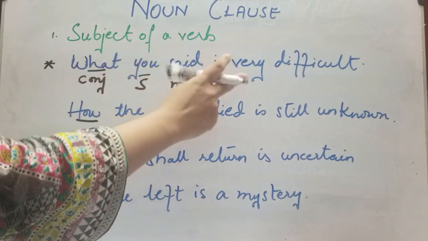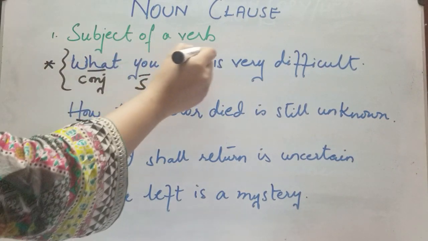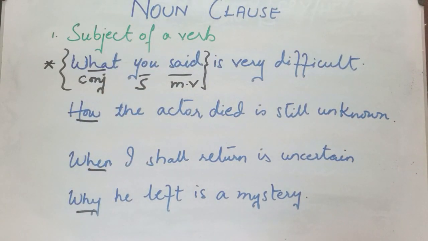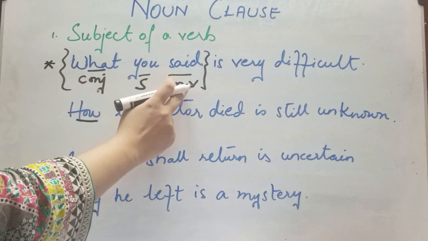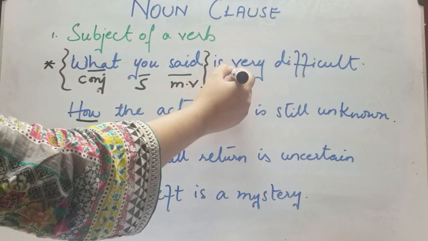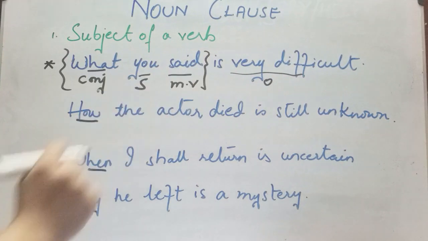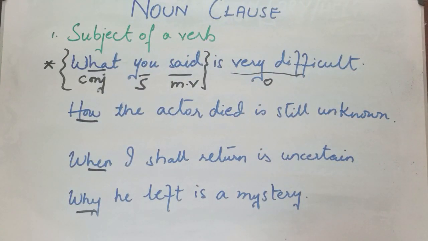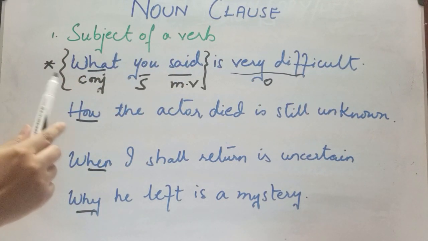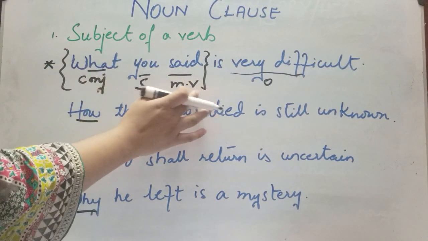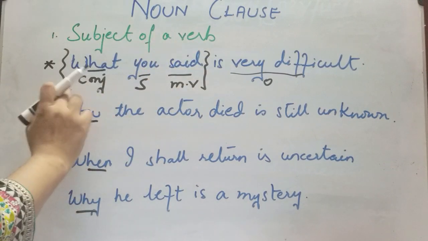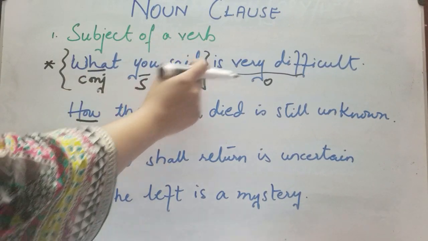You divide it into two parts. See, this part is complete, what you said. You have got a conjunction, you have got a subject, you have got a main verb, and is very difficult, you have got an object over here. So the clause is at the beginning of the sentence, that is why it is known as subject of a verb. So this is quite clear that this whole acts as a subject, and it is connecting with an object.